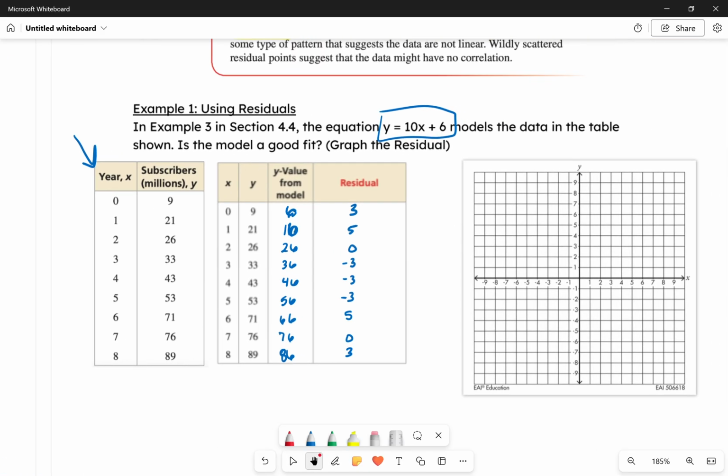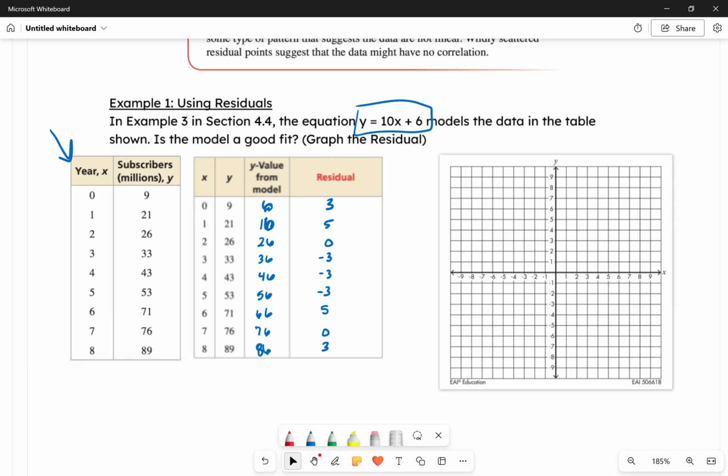Now the second thing that we're going to do is graph each of these points real quick, and take a look at the pattern that is shown on the graph. We're going to use these as our x values and the residuals as our y, because we're comparing these y values. So the first one would be 0, 3, that's right here. The next one is 1, 5, which is right here. Then we've got 2, 0, I'm sorry. And then we got 3, negative 3.